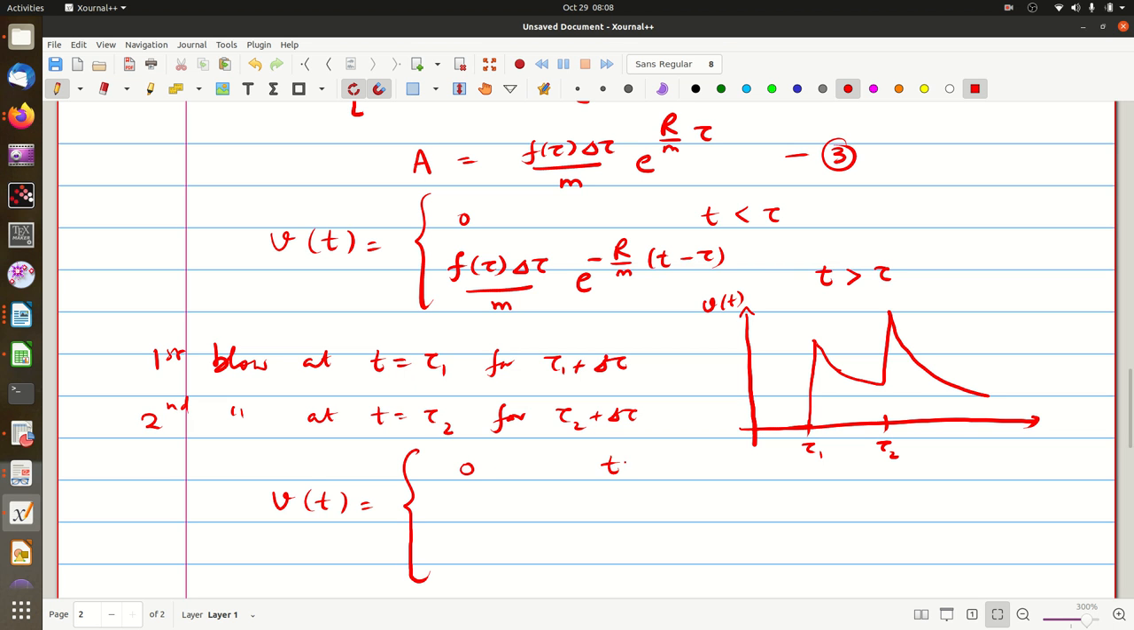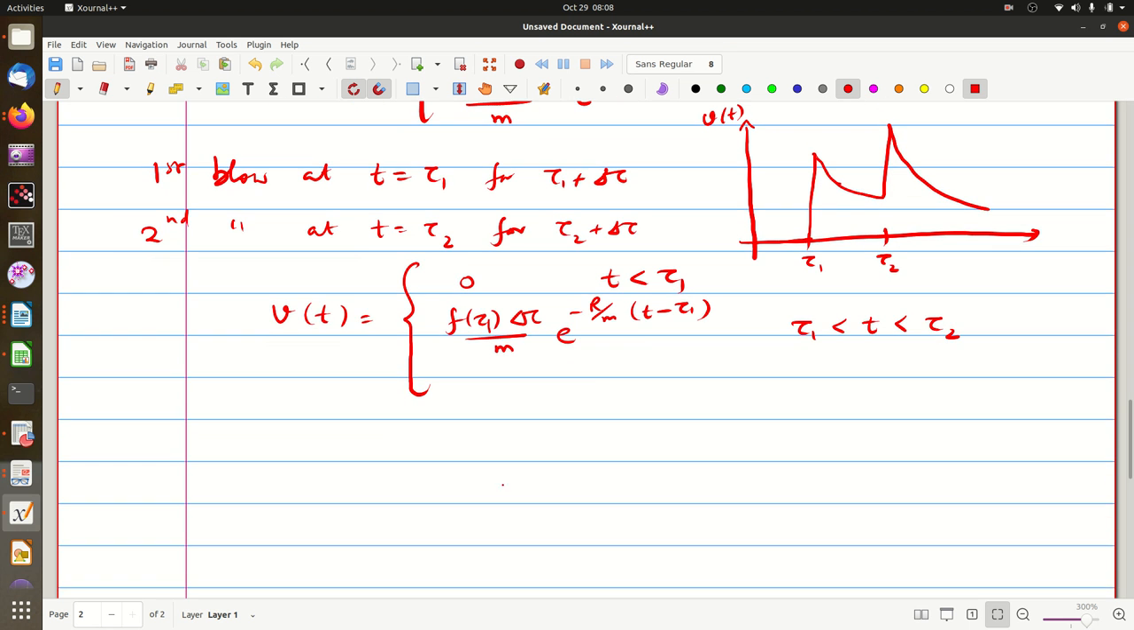So for v, it will be 0 for t less than tau 1. Then it will be the same thing, f of tau 1 delta tau by m, exponential minus r by m times t minus tau 1, for tau 1 less than t less than tau 2. But exactly at tau 2, whatever the solution is will be there, plus we have given it another blow, which will take it to a higher height. So you will have this, plus f of tau 2 delta tau, which is the blow given at that time, into exponential minus r by m times t minus tau 2.